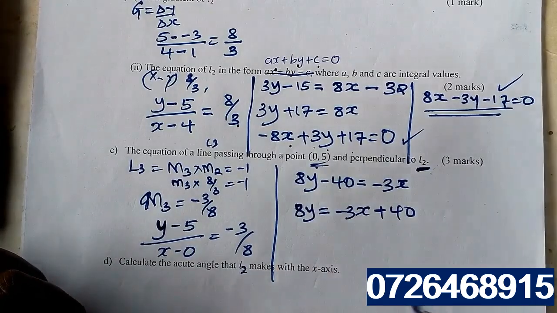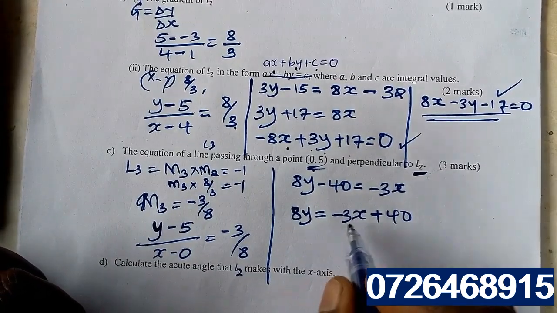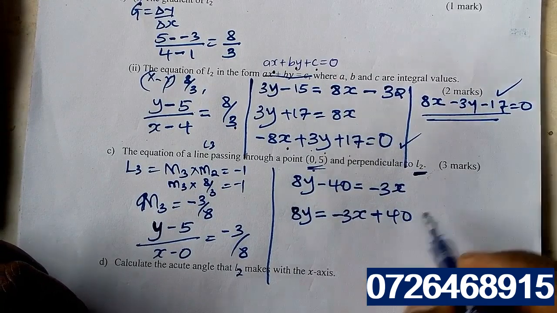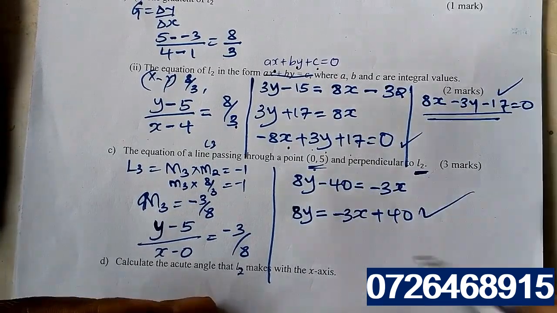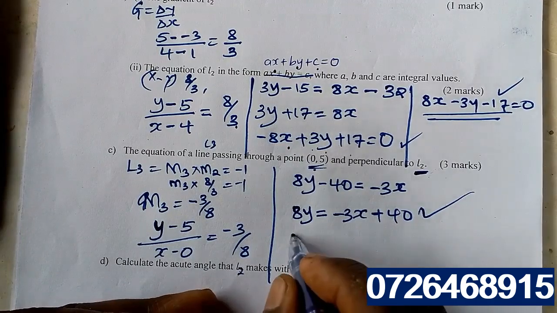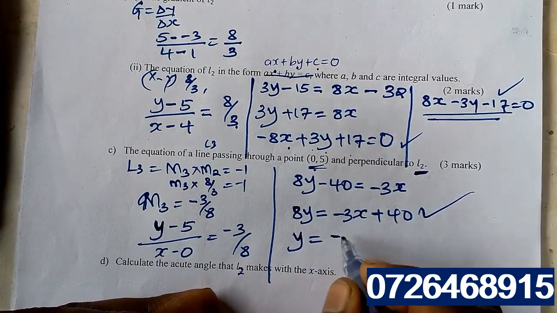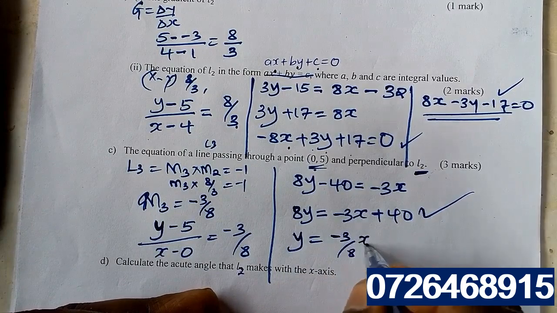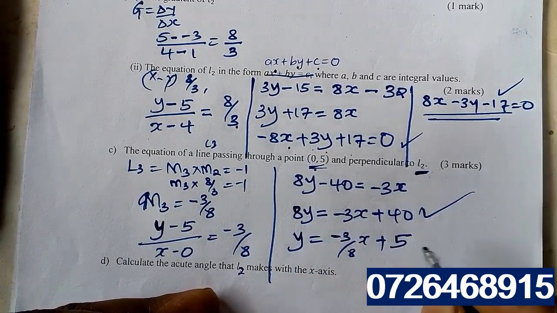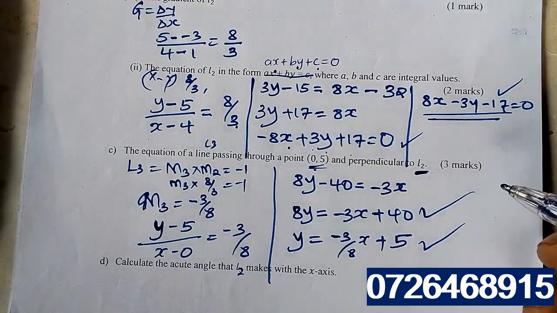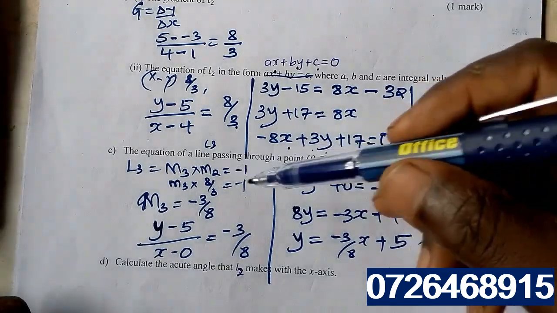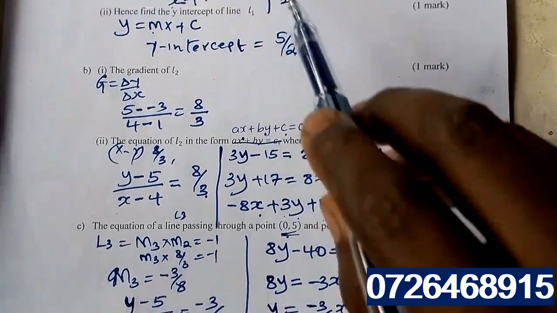And then now, what else? We can do what? You can leave this here because hatukupewa instruction, or you divide by 8 everywhere. So we are going to have y is equal to minus 3 over 8x plus 5. This one is also okay, and this one is okay. Kwa nini? Kwa sababu hatukuambiwa instructions kama hii ama hii.